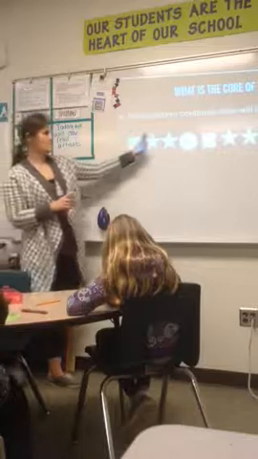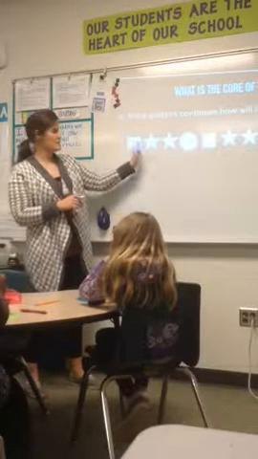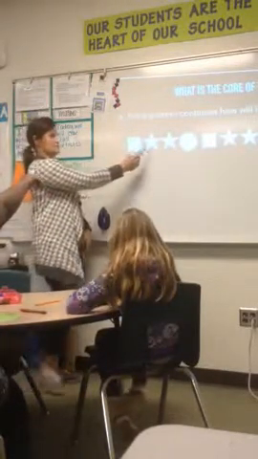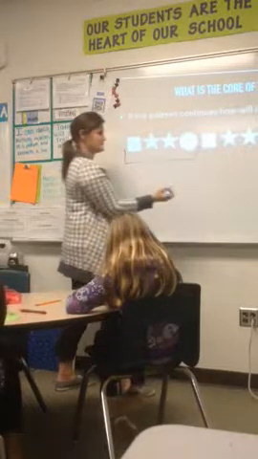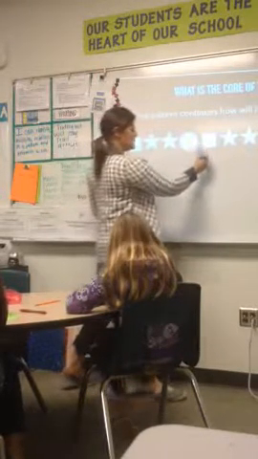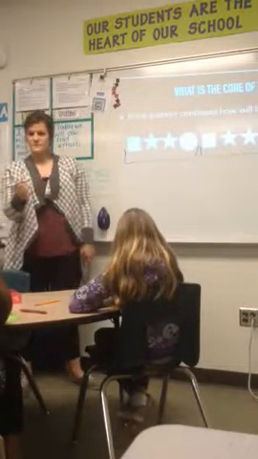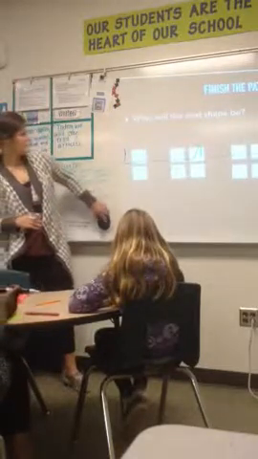So what's the core of our pattern? Is it square, star, star? Does it go square, star, square, star? No, it goes square, star, star, circle. So if it kept on going, we would have square, star, star, circle. Yeah. Good job. You all got that.